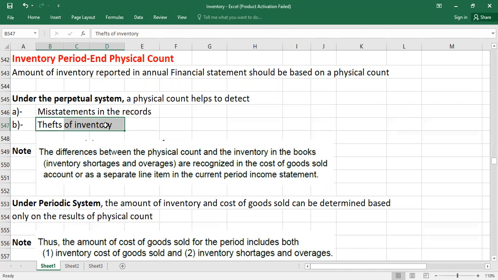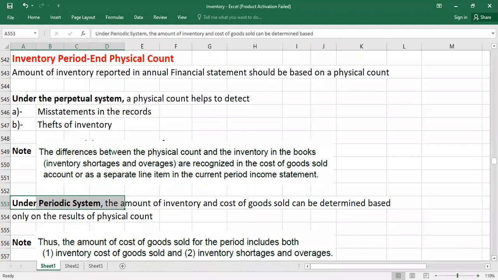On the other hand, if you are using the periodic inventory system, under the periodic inventory system, we record our cost of goods sold, okay, and inventory value at the end of a specific period. So still, if a company is using the periodic system, the inventory should be reported based on physical count. And again, if there is a difference between the records and the physical count, this difference should be recorded in the cost of goods sold as a separate line item.